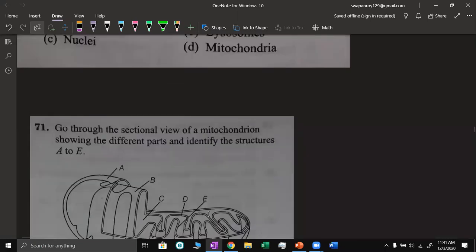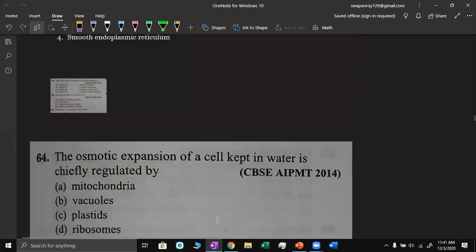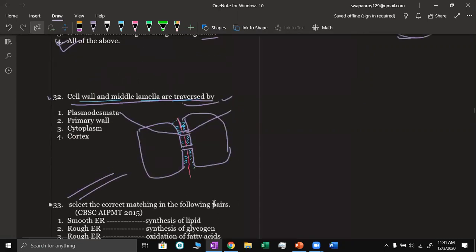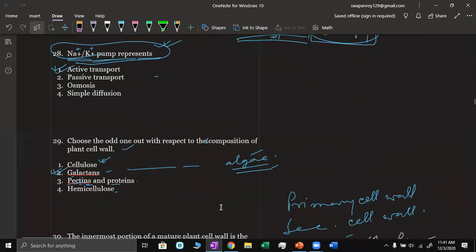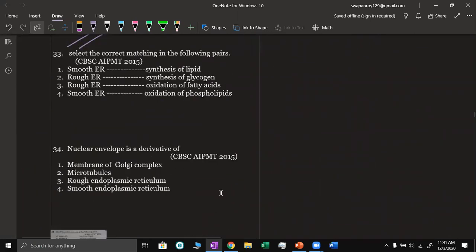Continue those solving questions from the cell structure. In the previous class, I solved a few, and here are some of these questions.